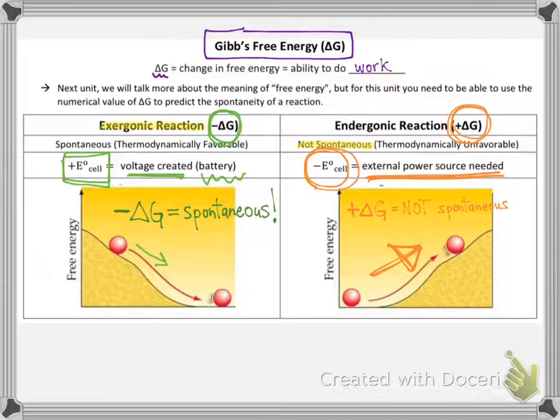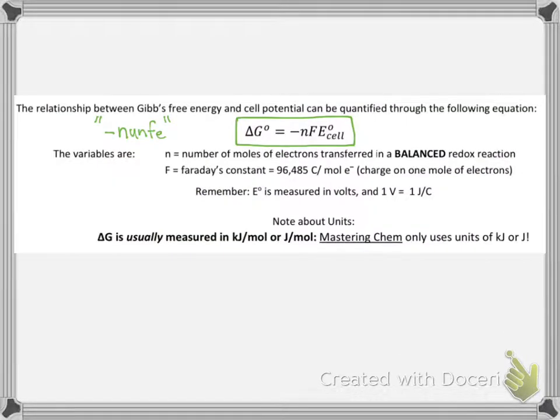But quantitatively, there are some fun equations that we get to introduce. The first equation, we chemists like to call the negative nFE equation, because that's kind of what it looks like if you try to pronounce it. This shows the relationship between Gibbs free energy, delta G, and cell potential. If you know one of the two values, you can calculate the other. They're related by a couple of constants. N in this equation is going to be the number of moles of electrons transferred in a balanced redox reaction.